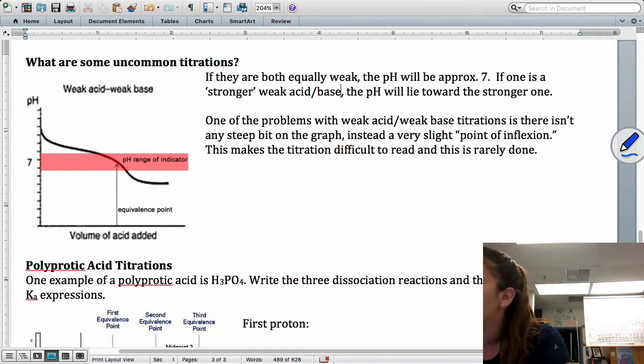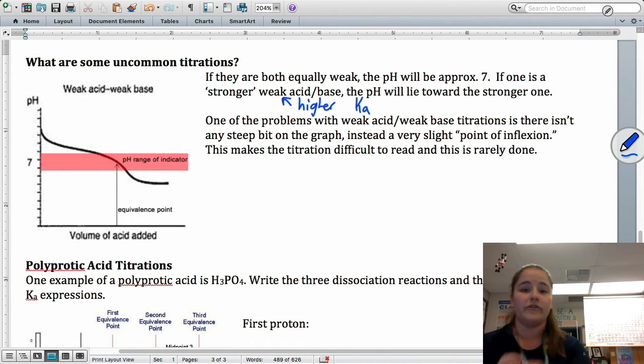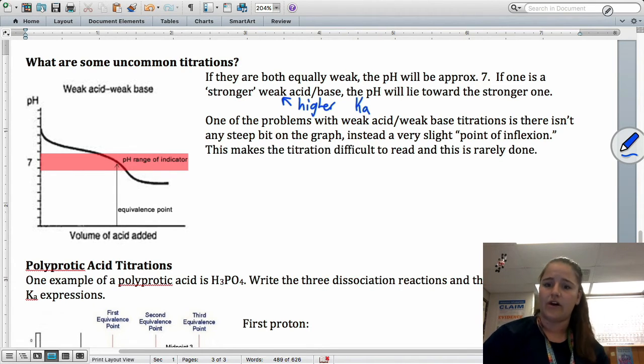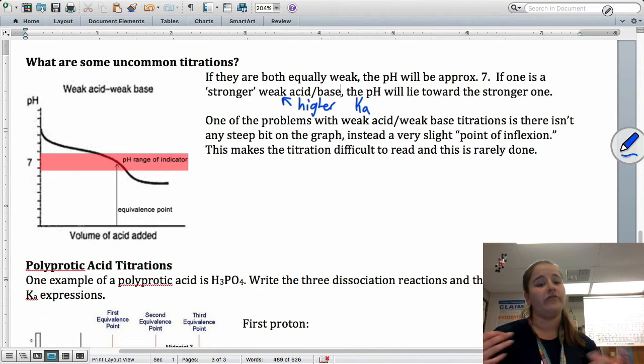If you have a stronger weak acid or weak base, think higher Ka, thus more of them ionized, that produces more H plus in solution. The pH is going to lie toward that stronger one because strong always wins. The problem with these is you don't have that clear inflection point like you have when you're doing a titration involving at least one strong acid or strong base.